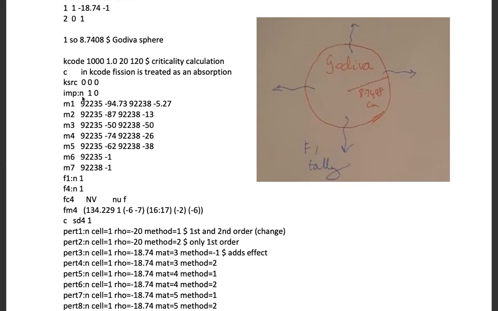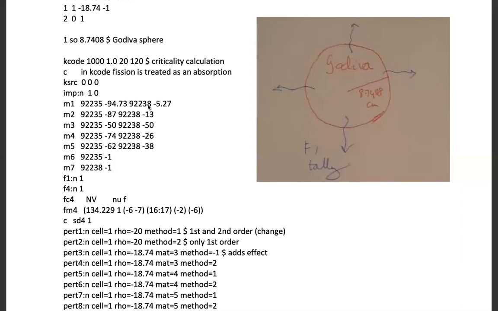So that's why it's a neutron-only simulation. Otherwise, you'd have to define photon importances also in IMP:P. Again, the number of importances is the same as the number of regions in your problem. So M1 to M7 are the materials that I'll be interested in. And you can see that I have U235 and U238. I'm not modeling U234, just to show you a simple simulation.